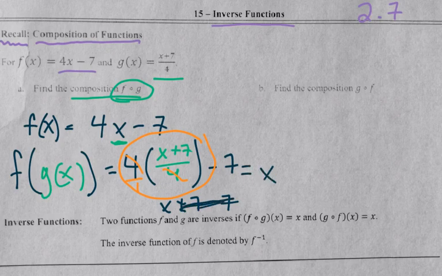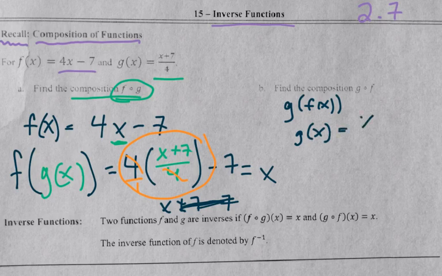So you're left with x plus 7 minus 7, which cancels to 0, so this just equals x. Okay, so we're going to do the same thing, but now we're going to do g of f of x. So we're going to take g of x, which is (x plus 7) over 4, and we're going to replace the x with f of x.